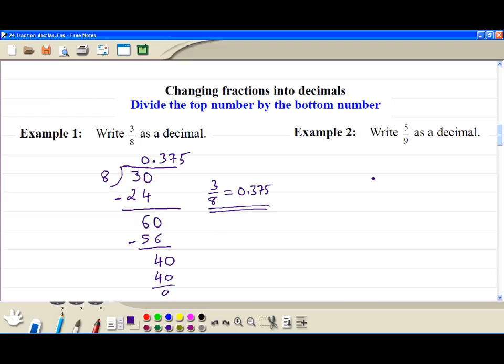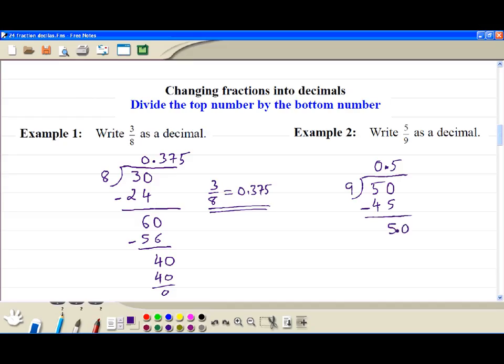Now do example 2. 5 divided by 9. How many 9 go into 5? 0. Write the decimal point here, then add 0 here. How many 9 can go into 50? 9 times 5 is 45. So it's 5. So write 45. Then we find the remainder is 5.